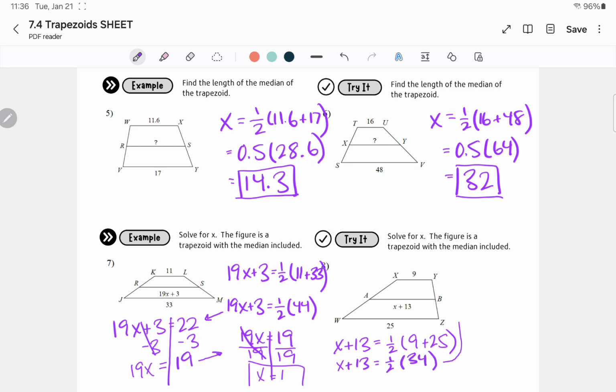All right, now let's do one arrow. I think this will work out a little bit better. So now x plus 13 is equal to, and half of 34 is 17. All right, and now we can go ahead and solve. So let's subtract 13 from both sides. And x is equal to 14.